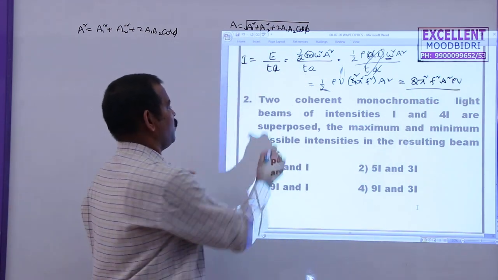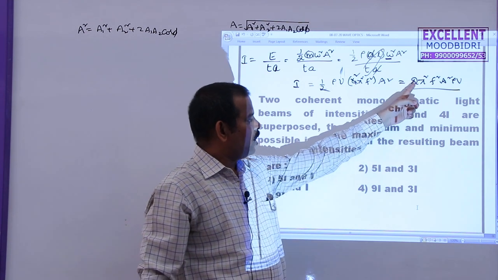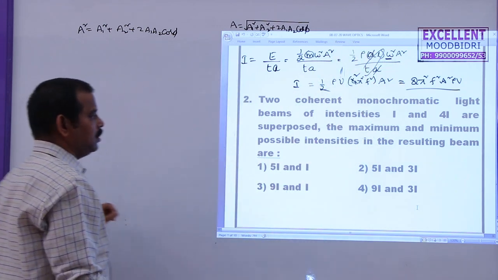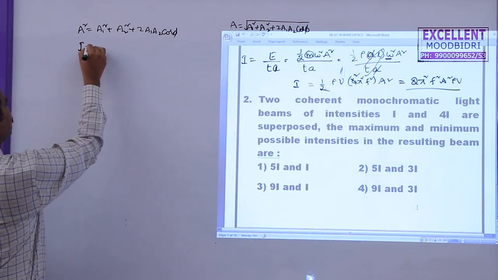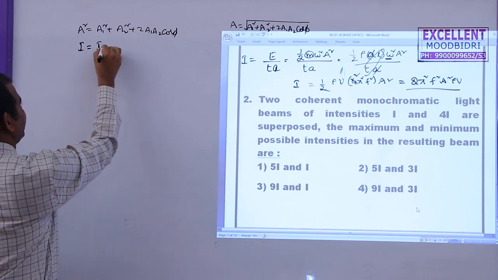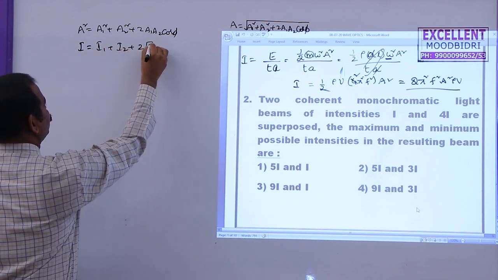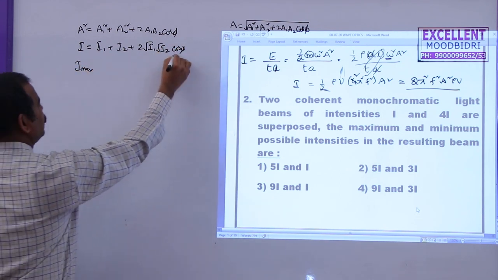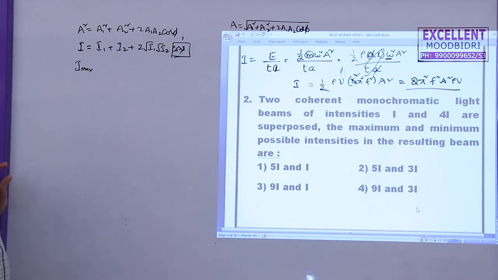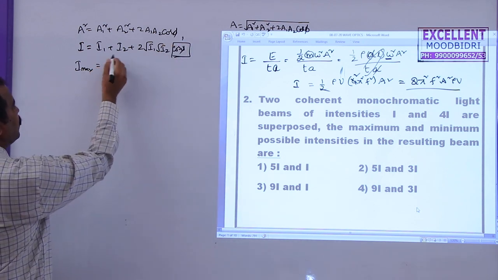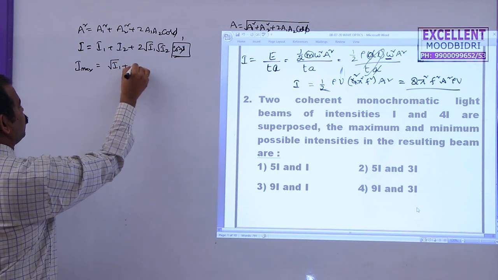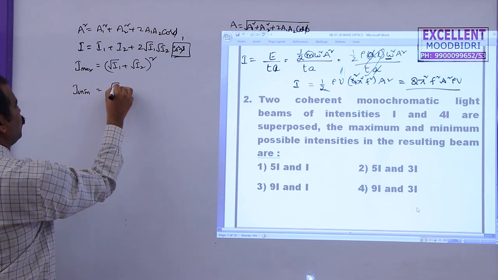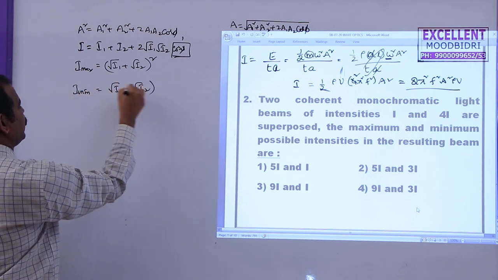So the intensity of a wave is given by two constant, pi constant, frequency constant, density constant, velocity constant, so it only depends on amplitude. So this A square is given as I: this is I1, this is I2, 2 root I1 root I2 cos phi. If intensity is maximum, cos phi should become 1, meaning phi should be 0. So this will become I1 plus I2 plus 2 root I1 root I2, which can be written as root I1 plus root I2 whole square. Similarly, the minimum value will be root I1 minus root I2 whole square.